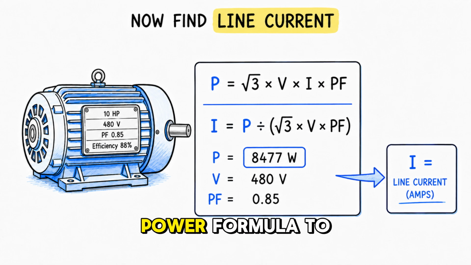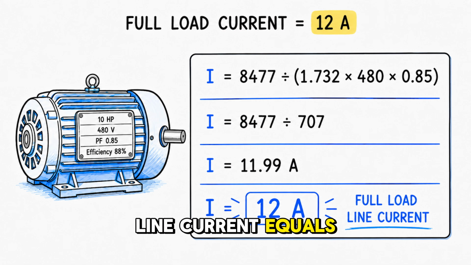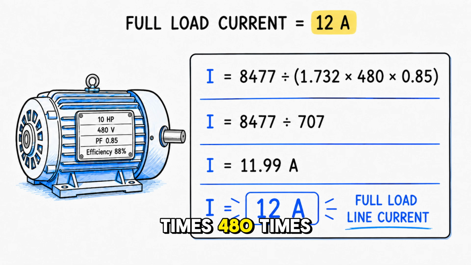Now we use the three-phase power formula to find line current. Real power equals root 3 times line voltage times line current times power factor. For this reason, line current equals real power divided by root 3 times voltage times power factor. Line current equals 8,477 divided by 1.732 times 480 times 0.85. In such a condition, line current equals 8,477 divided by 707, which equals 11.99 amperes. We round this to 12 amperes as the full load line current.